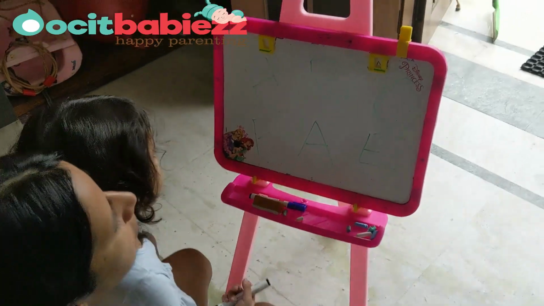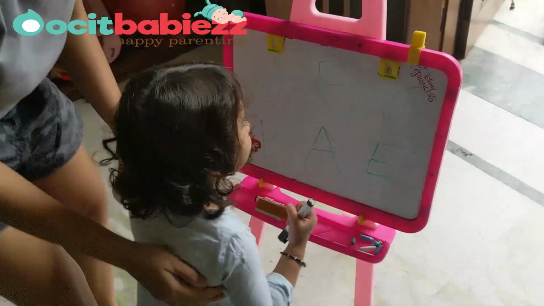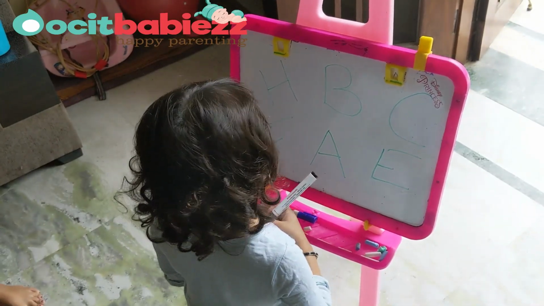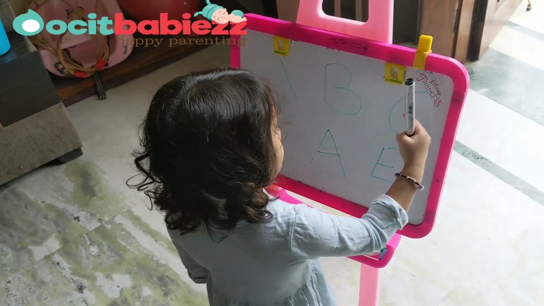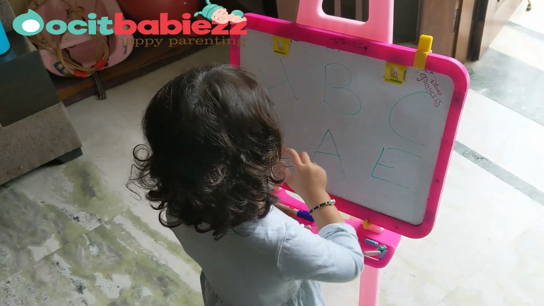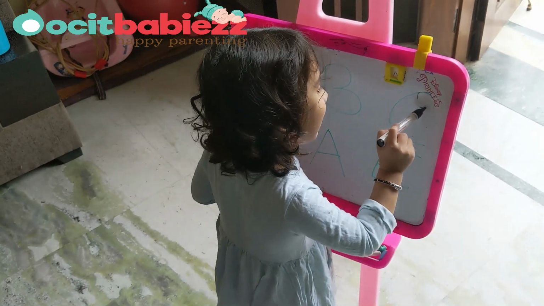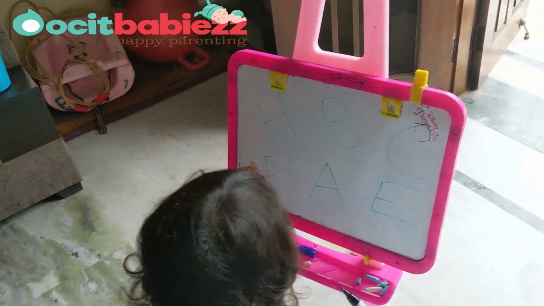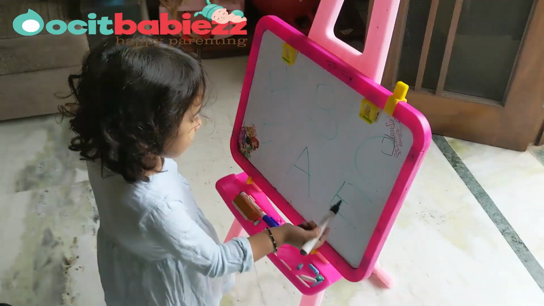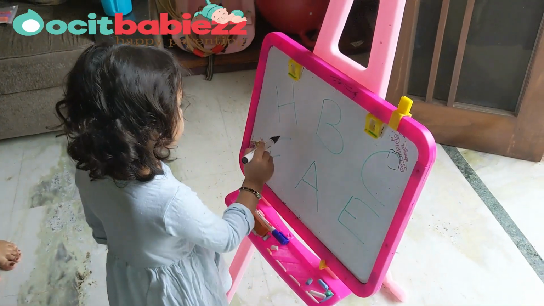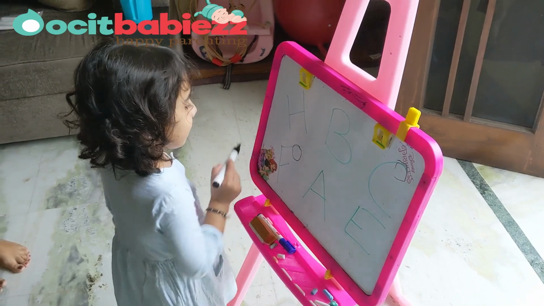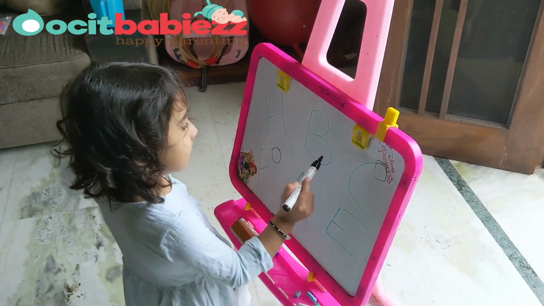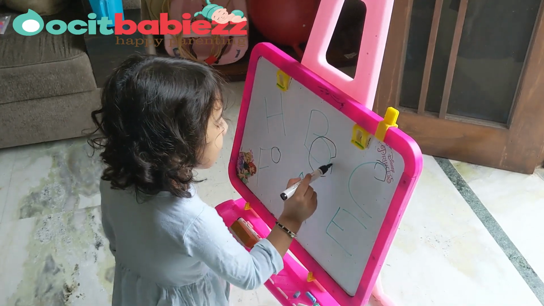You see, you have so many letters on this board. Okay, so can you put a circle on letter C? Find out letter C and put a circle. Very good. Now I want to find my letter F. F for fan. Where is F? Letter F. Very good. Now I want to find my letter B. B for ball. Very nice.